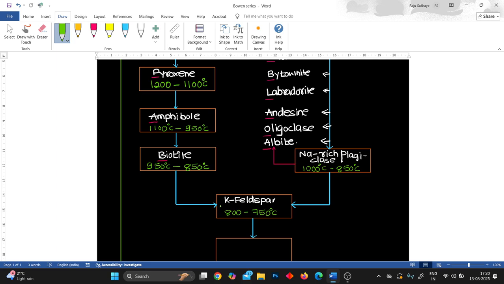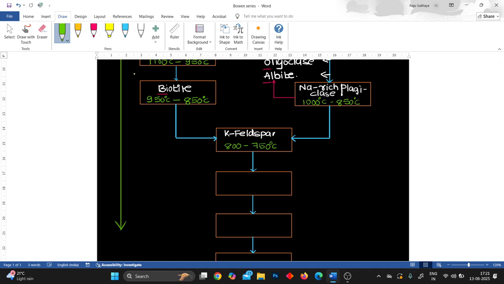Suppose the temperature of the magma keeps on reducing and reaches a temperature of about 750 degrees Celsius to 700 degrees Celsius. At that time, the next mineral belonging to the mica group, known as muscovite, is going to get formed.